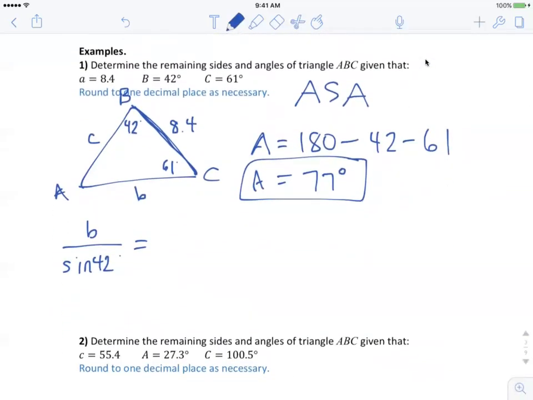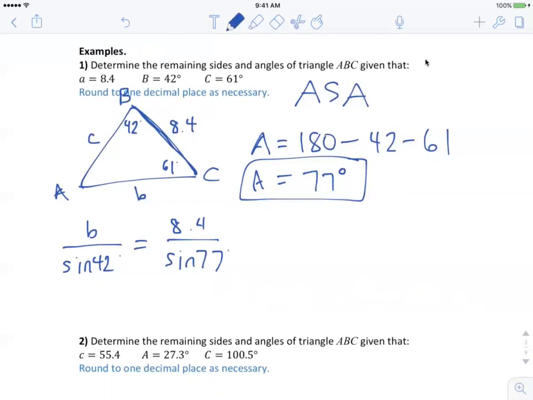So let's see. I don't want to use C because I don't know the side C. So I'm going to use A. So the side is 8.4 and the angle, we just found it, is 77. Now I have an equation with just one unknown and I can solve for that unknown value.